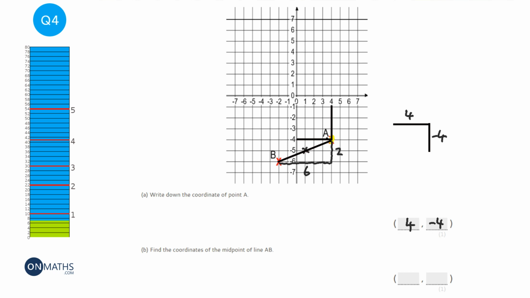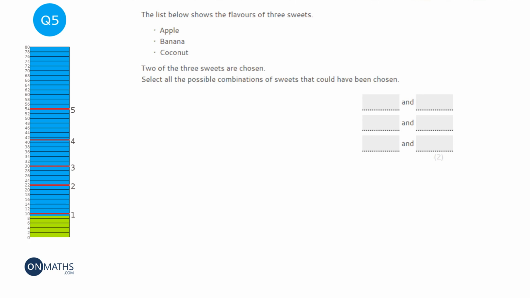Okay, now you could just do this by drawing it and using a ruler and measuring halfway, or you could just use a bit of logic that if you've got to go down 2 to get to B, well, the midpoint will be going down 1. And if you've got to go left 6 to get to B, the midpoint will just be across 3. So let's read off the coordinates. The x-coordinate is 1 and the y-coordinate is -5. Okay, if you want to pause the video now and have a go, otherwise let's get started.